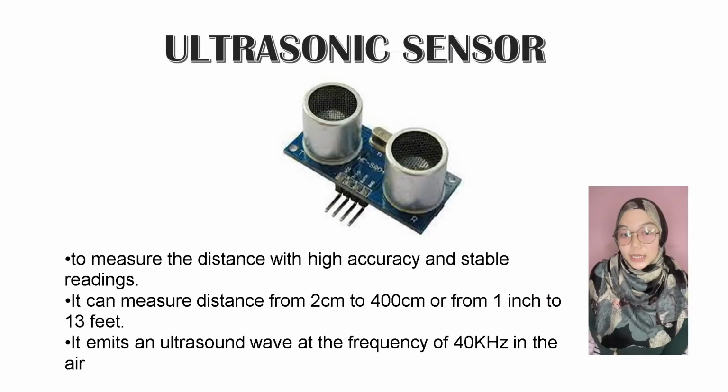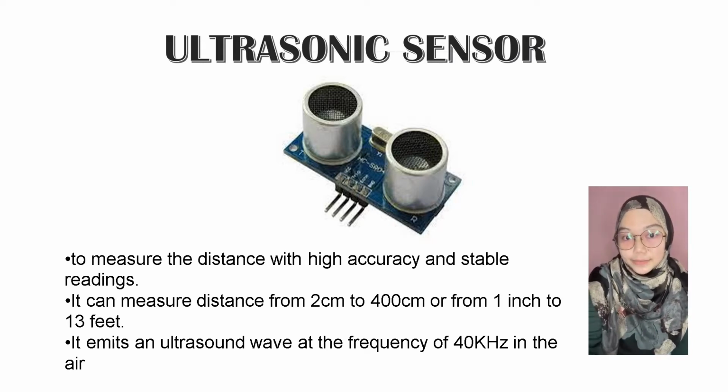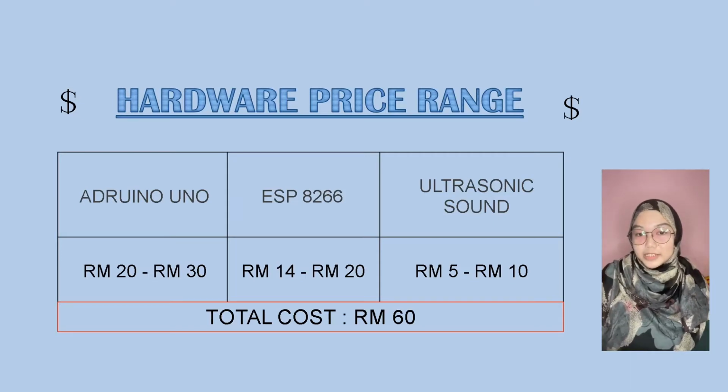The third component is the ultrasonic sensor. It can measure distance with high accuracy and stable reading, from 2 cm to 400 cm. These are the prices for our main components. These three only cost below 60 ringgit, since Arduino Uno costs around 30 ringgit, while ESP8266 and ultrasonic sensor are 20 ringgit and 10 ringgit respectively.